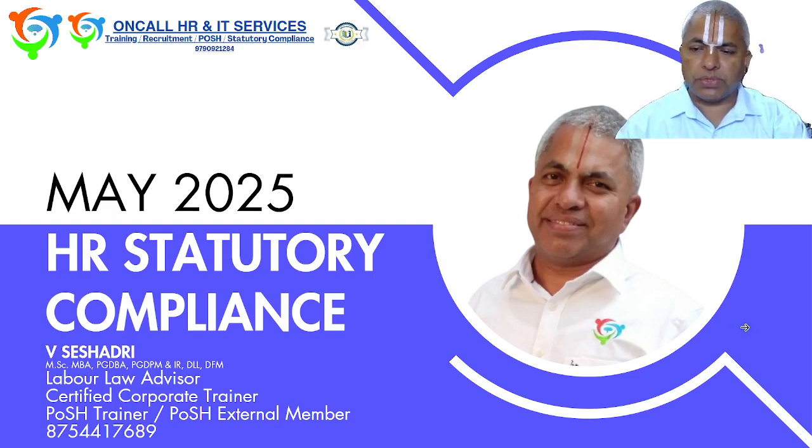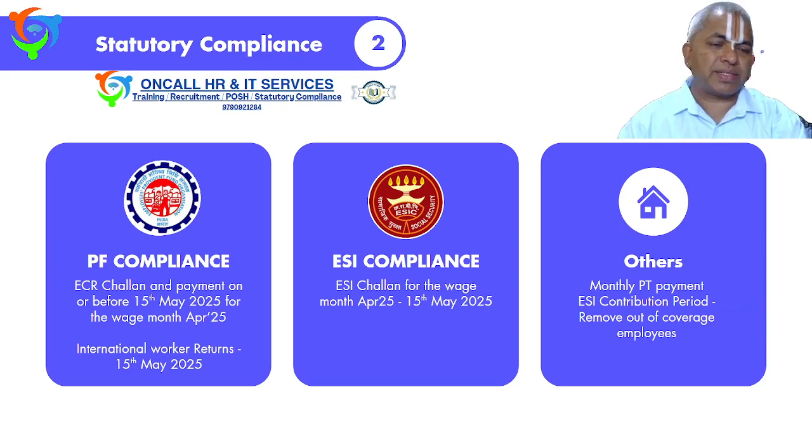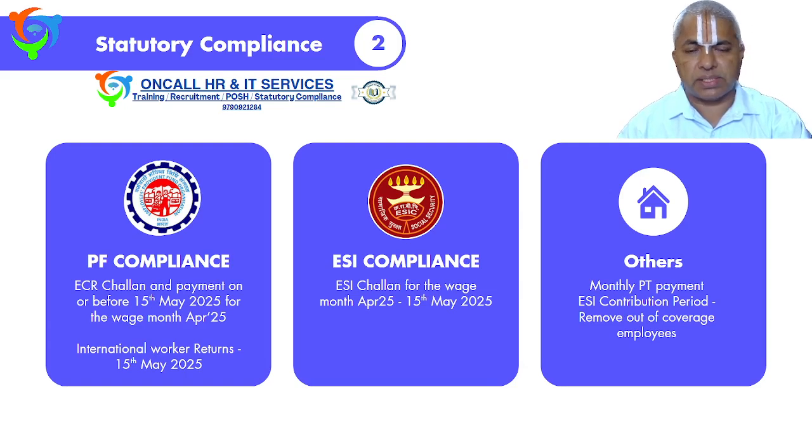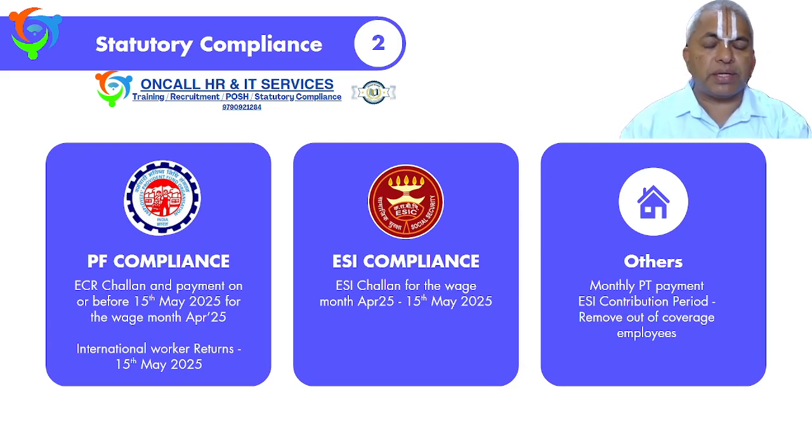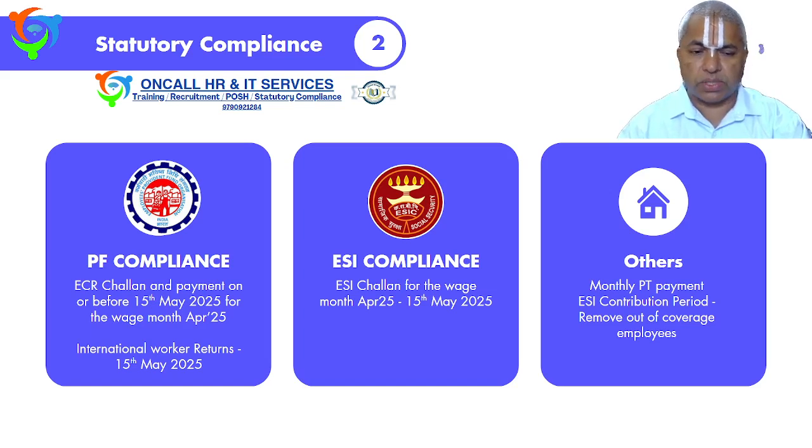Monthly compliance, if you see this month, usual compliance like PF and ESI. For the month of April 2025, that is the wage month, the ECR challan we should pay on or before 15th May 2025. As well as if you have any international workers in your organization, we need to file returns for international workers on or before 15th May 2025. The ESI challan for the wage month April 2025 we need to pay on or before 15th May 2025.